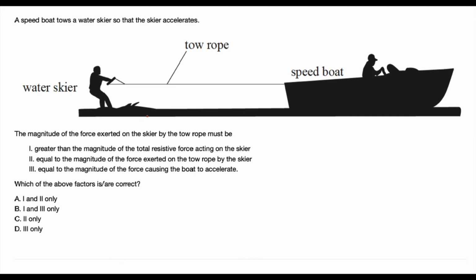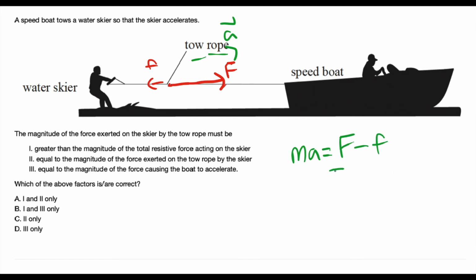So let's take a look at them one by one. So the magnitude of the force exerted on the skier, this force here, must be greater than the resistive force acting on the skier. So this is correct. When the skier accelerates, there's going to be an acceleration a here, and this net force is equal to this capital F minus the resistive force f. So F must be larger than the resistive force. So the first one is correct.